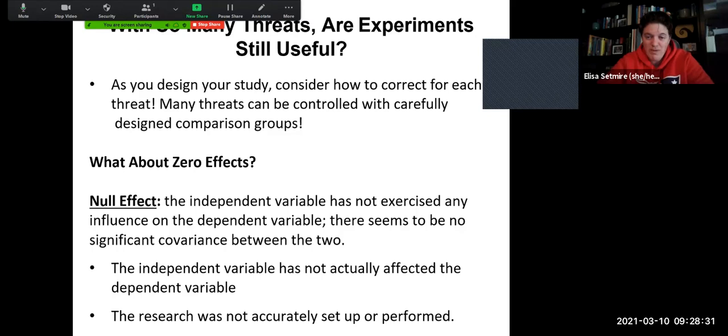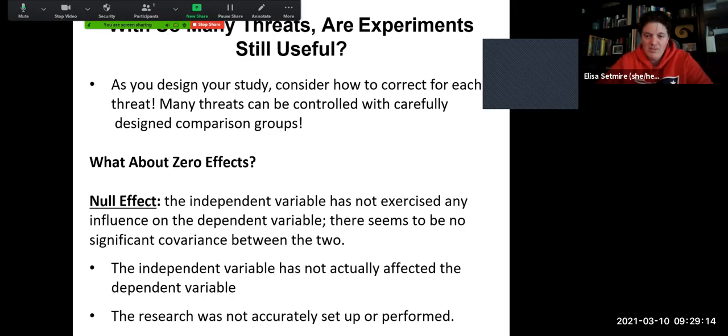But every now and then, despite the fact that you've done everything well, you've set your experiment up well, you sampled your participants correctly, you controlled for all the confounds, you've done everything in your power, sometimes you get what's called a zero effect. Or, if you've taken a stats class, you'll learn this is called the null effect. The independent variable has not exercised any influence on the dependent variable. There seems to be no significant covariance or relationship between the two. So when you're looking at statistics, you're asking yourself, can I reject the null hypothesis? Is there actually an effect?